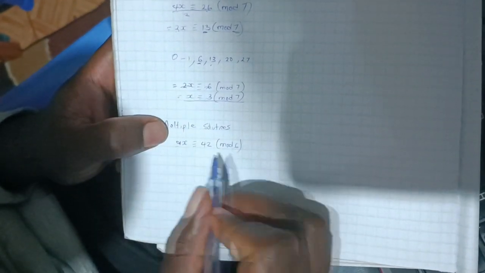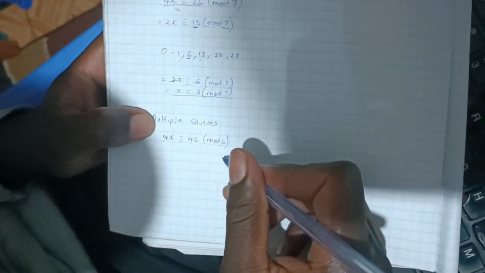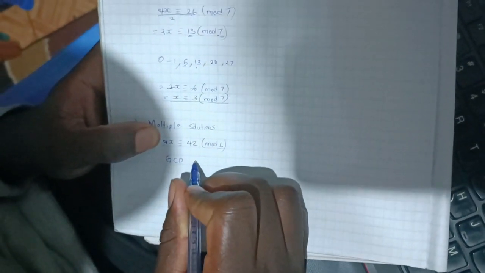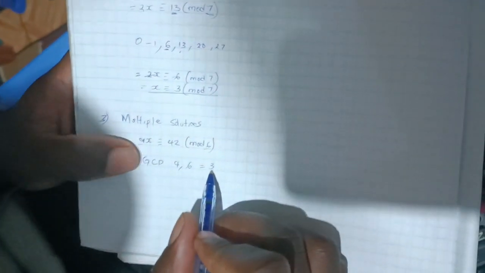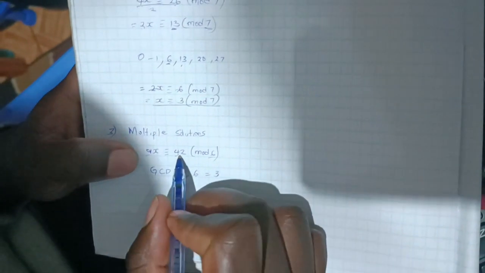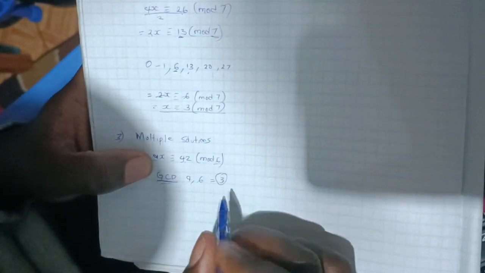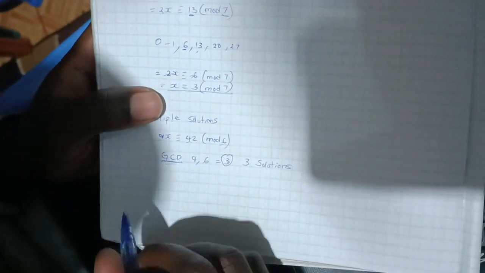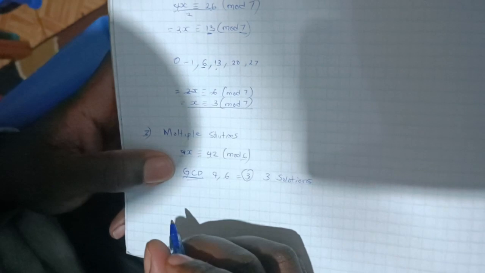First we find the GCD of A and M, and the GCD for 9 and 6 is 3. So when you divide 42 by 3, 3 can divide 42. But the GCD is the number of solutions, which means there are 3 solutions for this linear congruence. So we go ahead and calculate how we did in the previous equation.